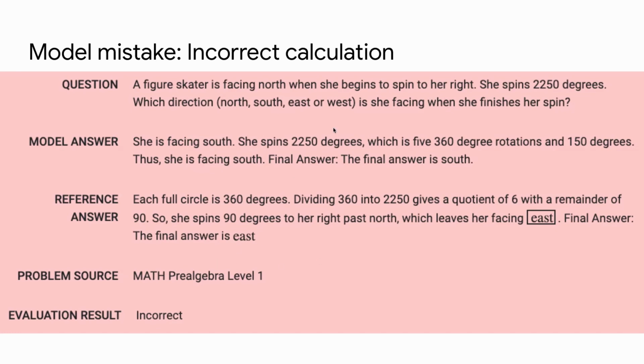Here's an example of a calculation mistake, and it also shows why it's tricky to find these mistakes in the chain of thought. A figure skater is facing north, and then spins 2250 degrees. Which direction is the skater facing? The answer says facing south, spins 2250 degrees, which is 5 360-degree rotations and 150 degrees. That's not correct. That's just wrong. And I don't think this would even lead to south anyway. So the whole thing is just wrong. But it's very interpretable. I think the nice thing about this is you can read the answer and figure out, okay, there was a calculation mistake happening here.